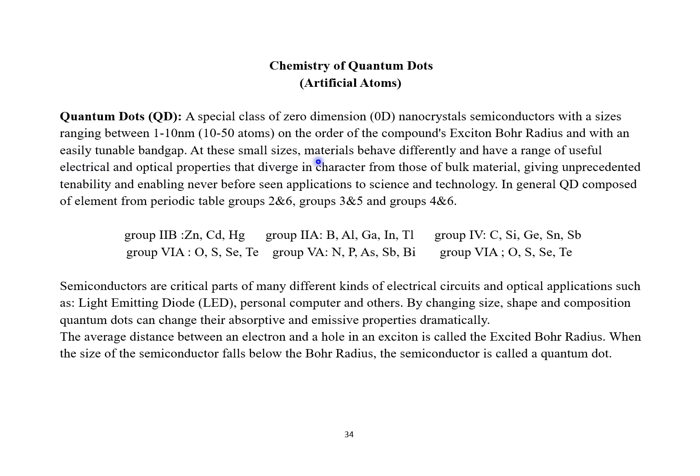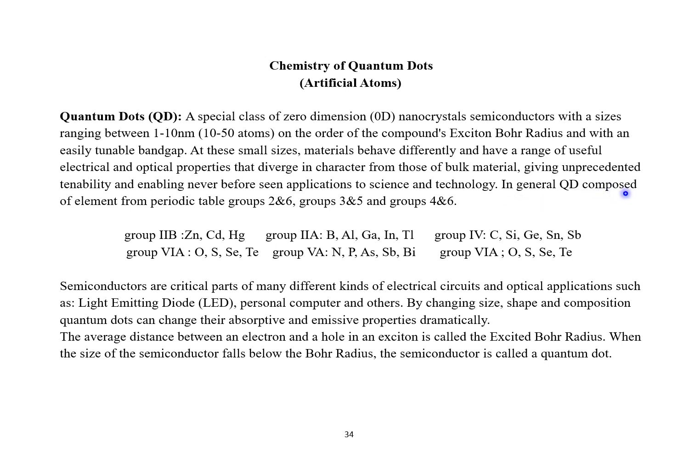At these small sizes materials behave differently and have a range of useful electrical and optical properties that diverge in character from those of bulk material. طبعا نتيجة صغر الحجم فراح تتمتع بصفات تخليها تختلف بالتطبيقات مالتها عن bulk material, giving unprecedented tunability and enabling never before seen application to science and technology. فراح تكون التطبيقات مالتها نتيجة هاي الصفات غير مسبوقة بالscience and technology.